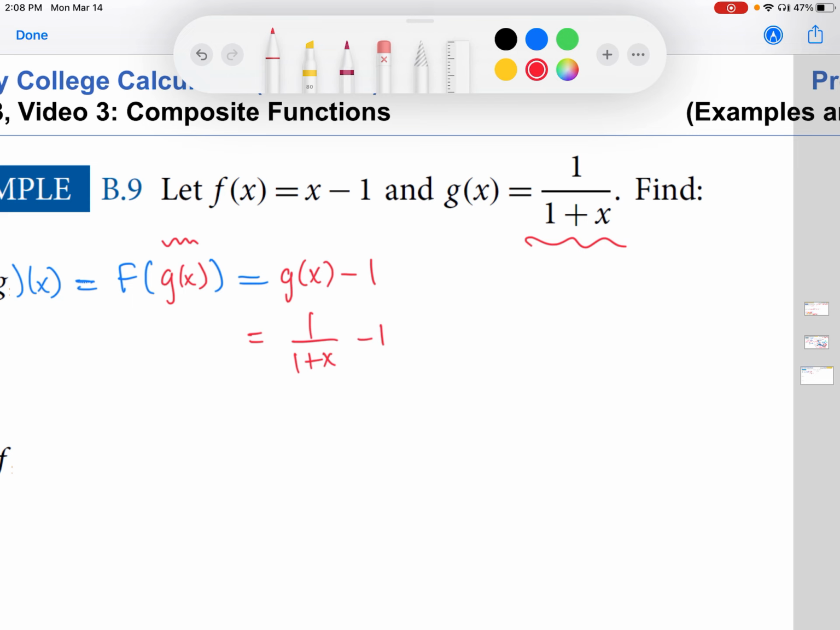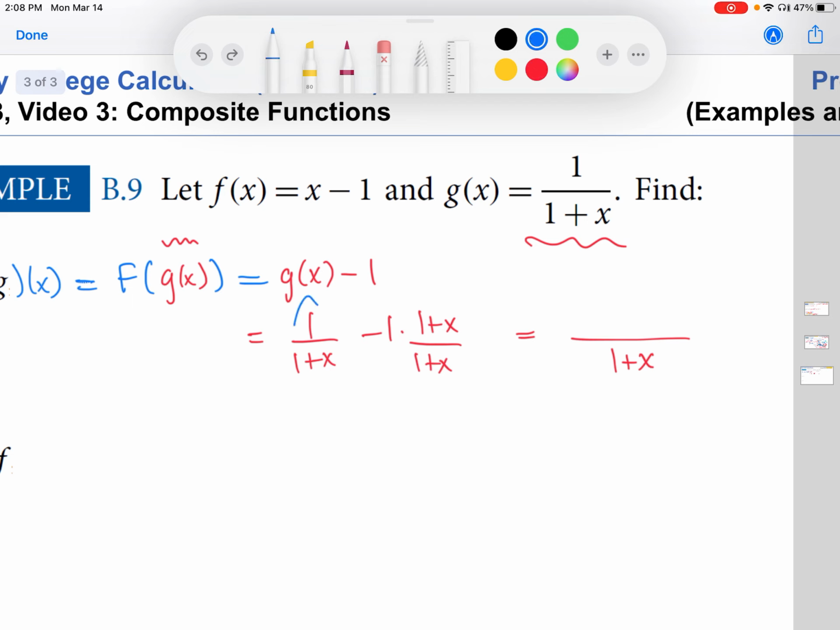Great, you could stop here, but just again to help you review some of the algebra, I'm going to combine this. And how am I going to combine this? I'm going to find a common denominator. So 1 plus x. Okay, so I can do that effectively by changing the second term here, this negative 1, into a fraction involving 1 plus x. So I'm going to multiply by 1 plus x in the denominator, numerator. That doesn't change anything.